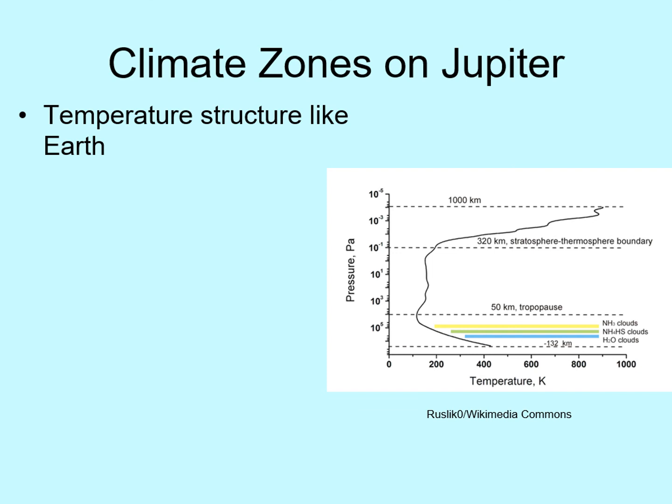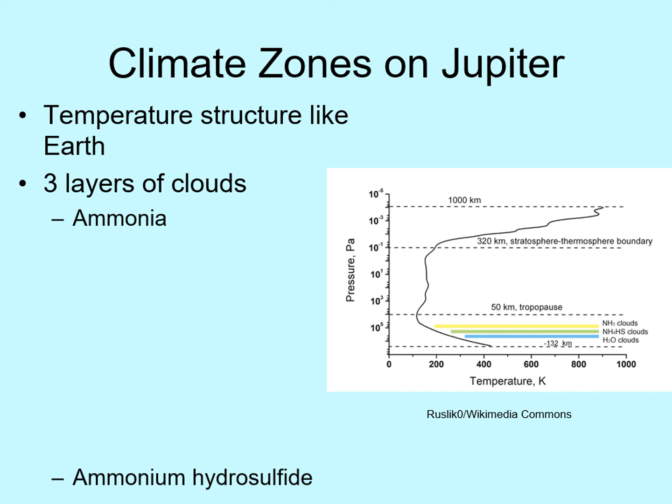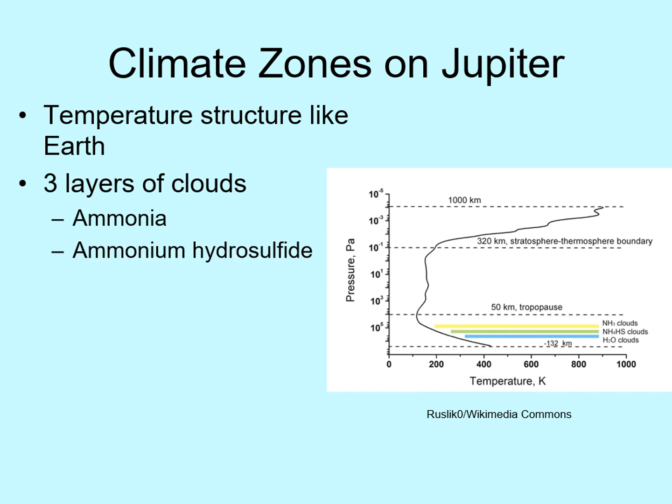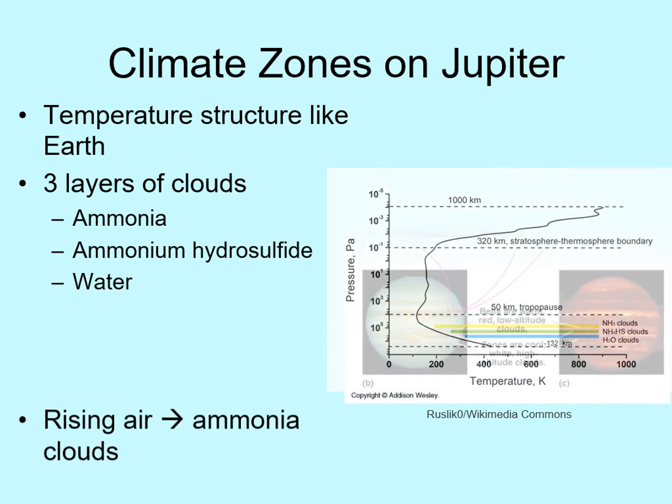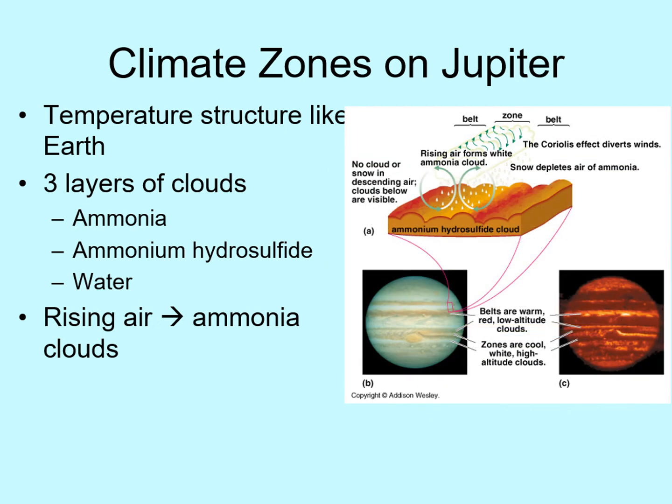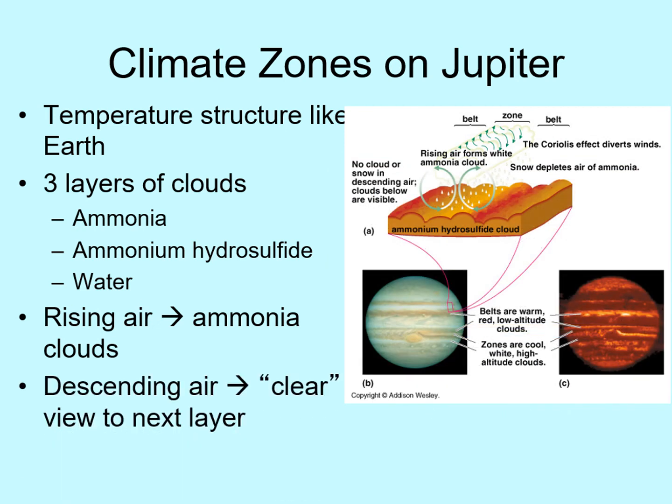As we've already seen, Jupiter has 3 layers of clouds in its troposphere rather than just one. The top ammonia clouds are white, while the ammonium hydrosulfide clouds below them are brown. We can see these 2 layers easily when we look at the planet. There are water clouds further down, but these are harder to detect below the ammonium hydrosulfide. Jupiter's ammonia clouds show a pattern similar to Earth's water clouds. Where the air is rising, ammonia clouds form. Where the air is descending, it's clear, and we can see through to the next layer down.